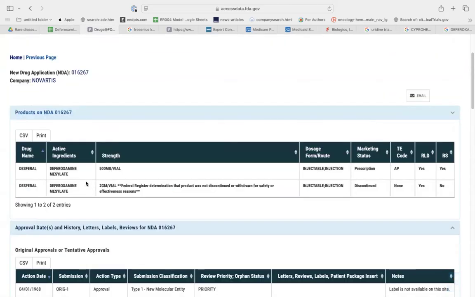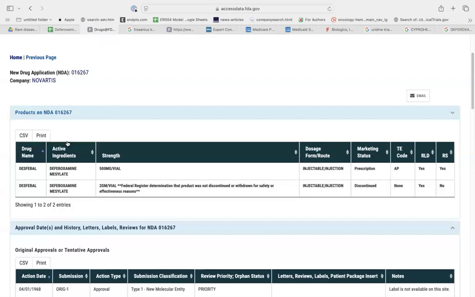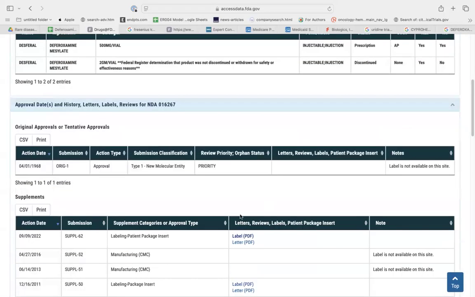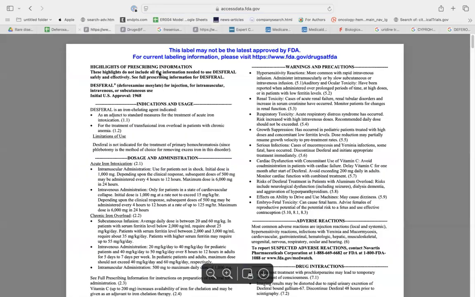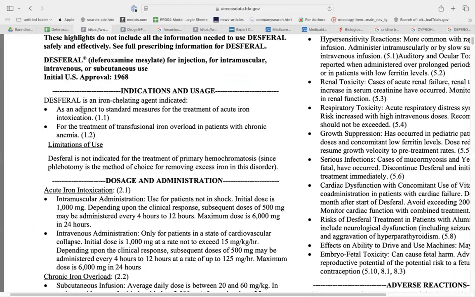Okay, so Desferal. You can find the indication on Drugs@FDA, the database of all the approved small molecule drugs, and their FDA label will tell you a lot of what you need for your model. So, okay, this is the first indication.